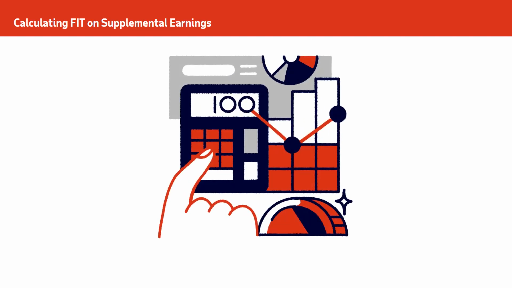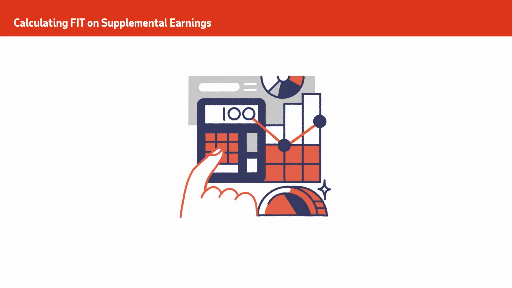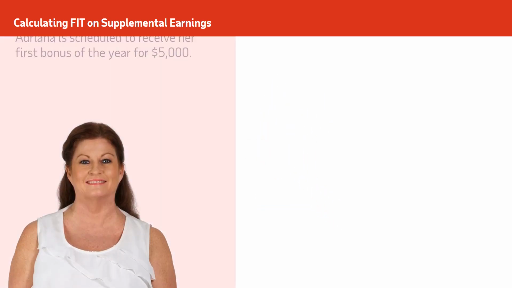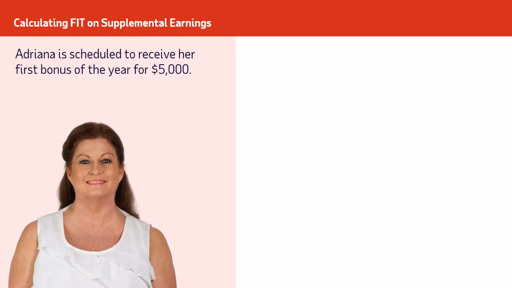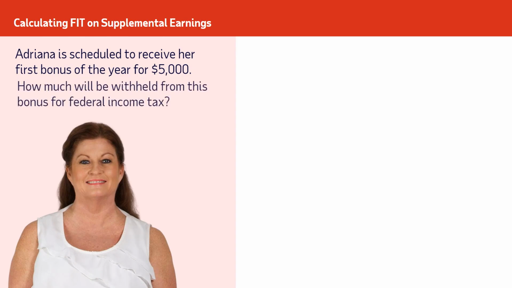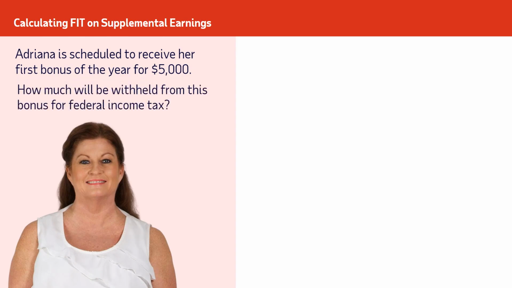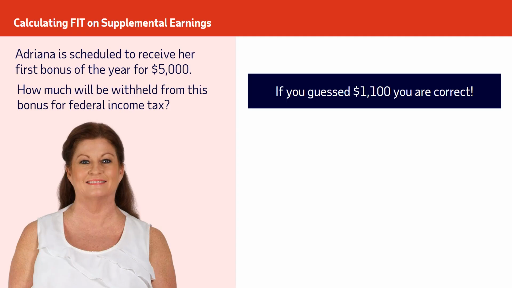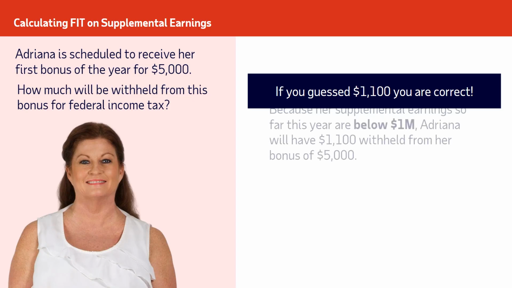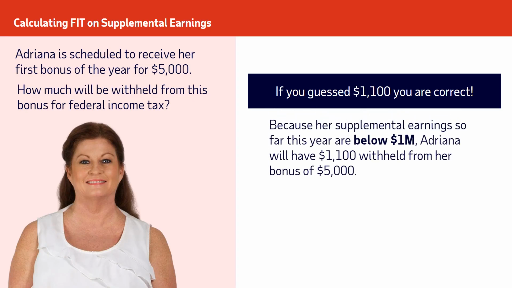Let's practice calculating FIT on supplemental earnings using the two supplemental income tax rates. Adriana is scheduled to receive her first bonus of the year for $5,000. How much will be withheld from this bonus for federal income tax? If you guessed $1,100, you are correct. Because her supplemental earnings so far this year are below $1 million, Adriana will have $1,100 withheld from her bonus of $5,000.